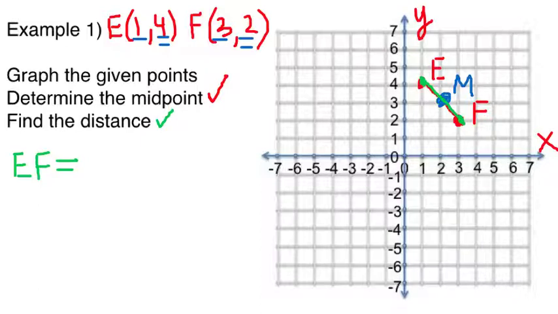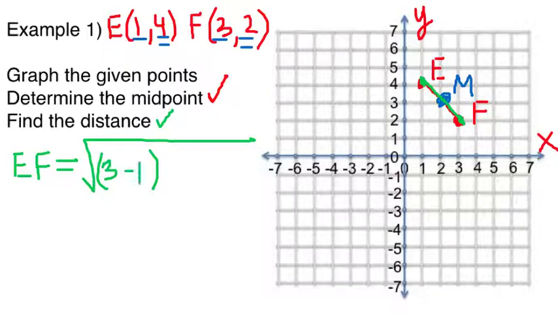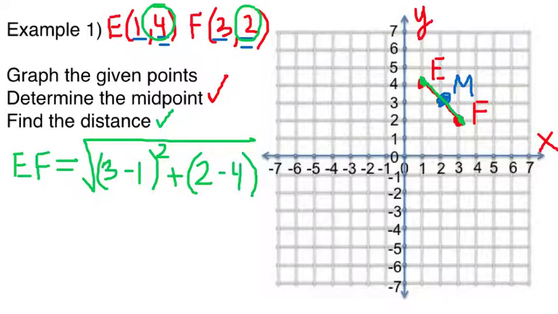And the distance formula tells me I can take the square root of the difference of the x's, so the x's would be 3 minus 1 squared, plus, now let's do the same thing with the y's. Let's take the difference of the y's, 2 minus 4, and then don't forget to square that quantity.